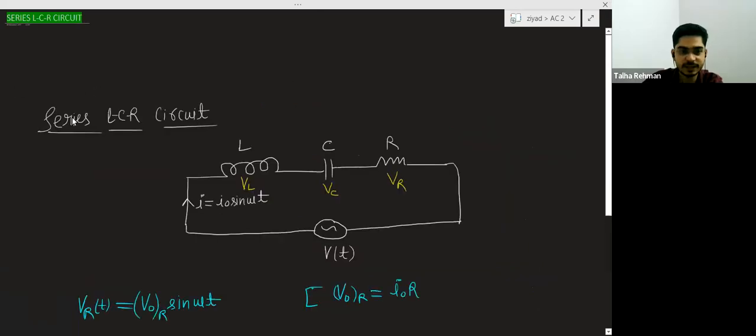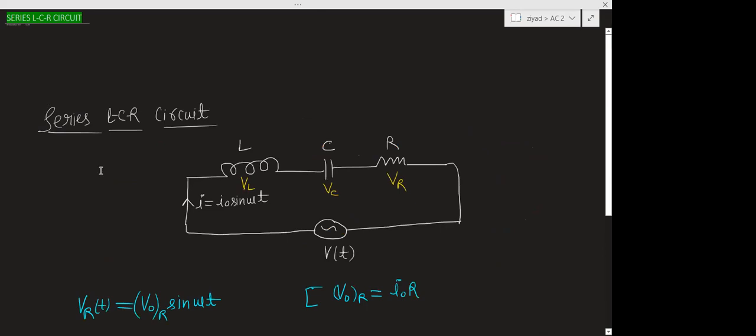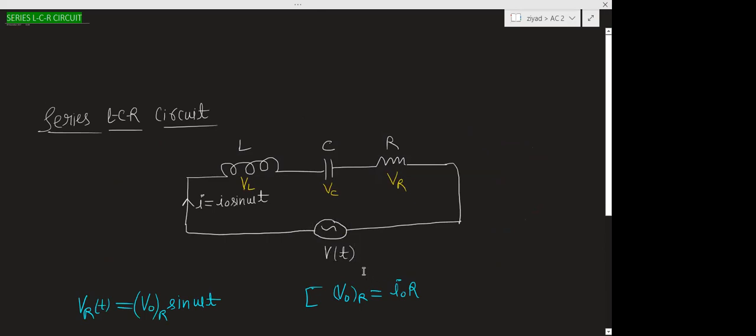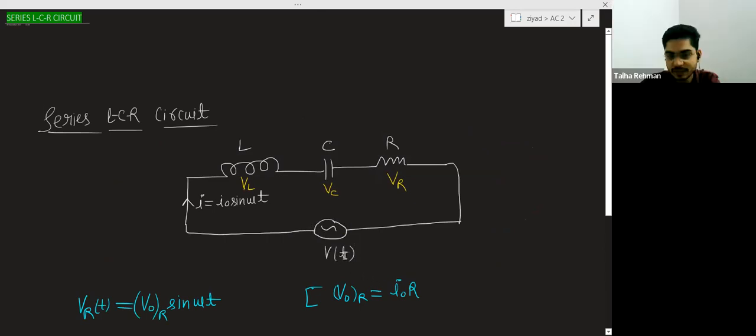Series LCR circuit. We know series combination of resistances, series combination of capacitors. Here is a series combination of inductor, capacitor, and resistor. And what is this? This is an alternating voltage source. I have written V(t), a function of t, which means the voltage is changing with time.